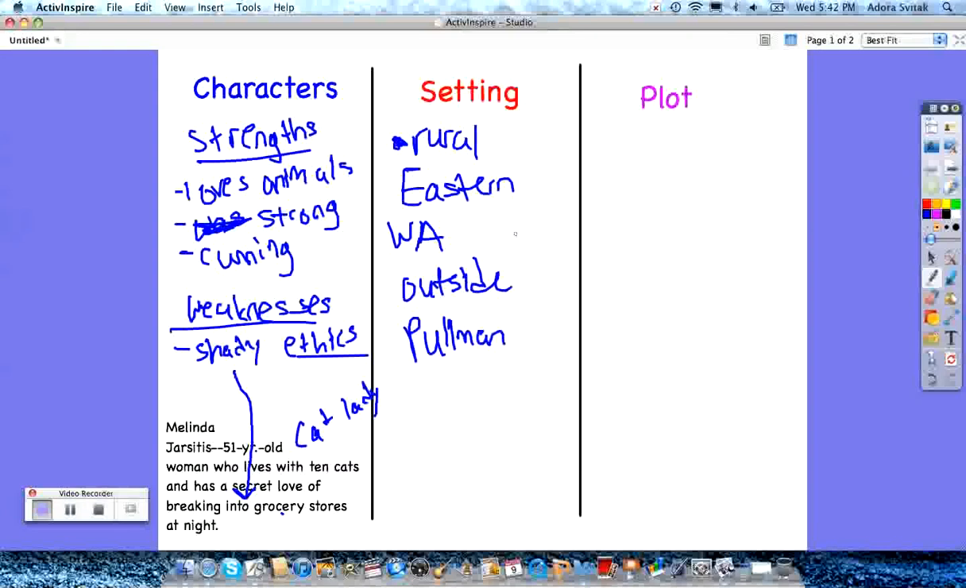Washington State University is there. Eastern Washington, 70 miles south of Spokane. Okay, but that's a bit of a tangent. So, what do we know from the setting? Well, we know that she's a little bit isolated because of the rural area.